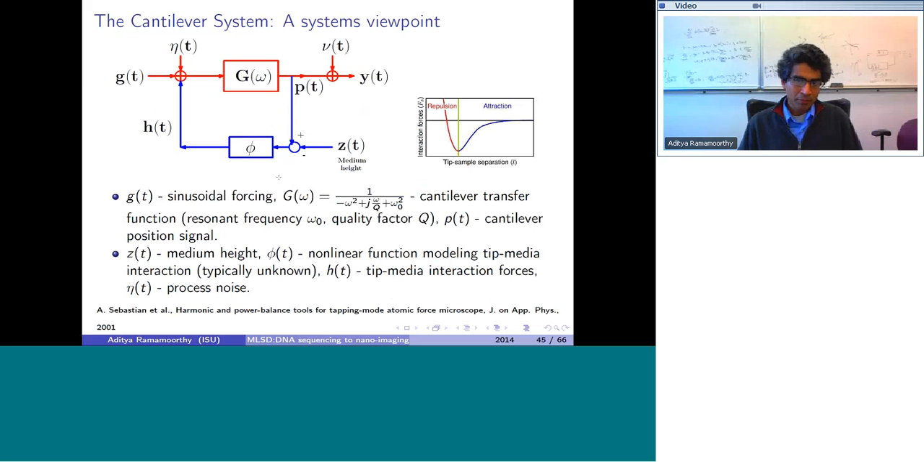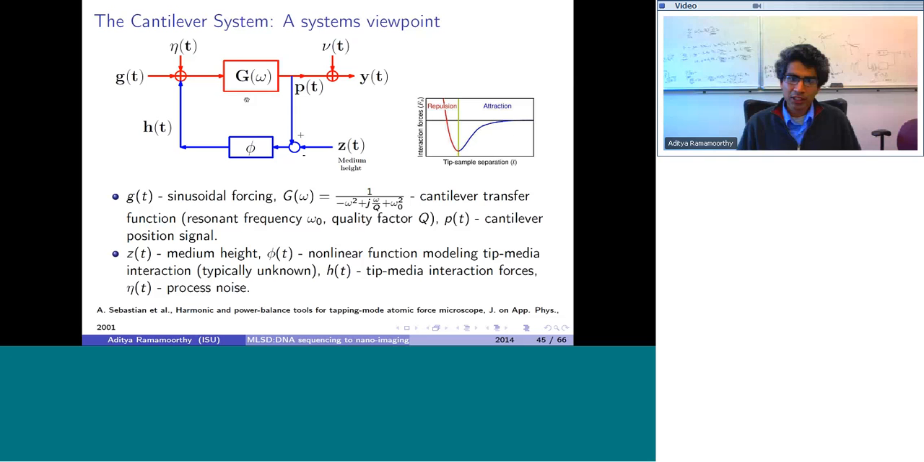If you spend enough time and energy, you can actually think about this entire AFM imaging problem in terms of a systems viewpoint. So just to explain what these different things are in this block diagram, if you just look at the upper part of the figure, which is in red, this parameter g(t) is the signal that's used to force the cantilever. Okay, this G(ω) models the cantilever transfer function. And p(t) here is the position of the cantilever, and ν(t) is modeling some kind of noise. So y(t) is the noisy cantilever deflection signal.